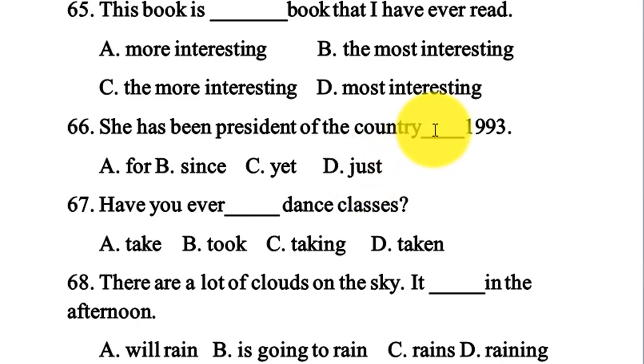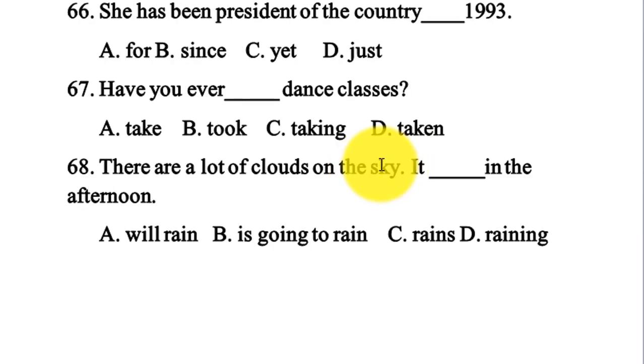The question doesn't need to be completed by just. And there's a question here. Have you ever blank dance classes? Have, which is an auxiliary verb here, you and ever. So it might give a clue what kind of action verb is going to come and complete the question. So take, took, taking, and taken.